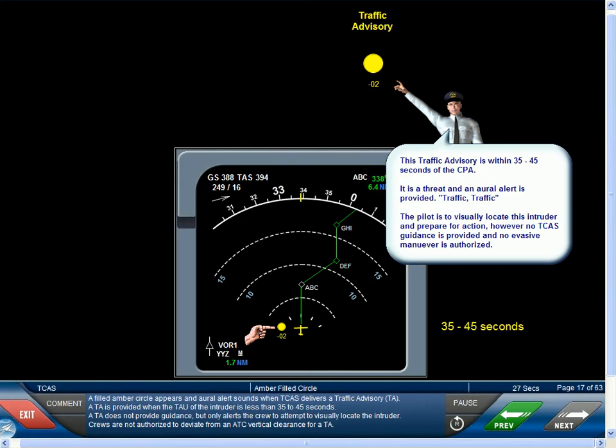A filled amber circle appears and an oral alert sounds when TCAS delivers a traffic advisory or TA. A TA is provided when the TAU of the intruder is less than 35 to 45 seconds. A TA does not provide guidance, but only alerts the crew to attempt to visually locate the intruder. Crews are not authorized to deviate from an ATC vertical clearance for a TA.